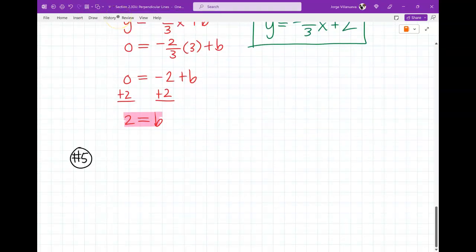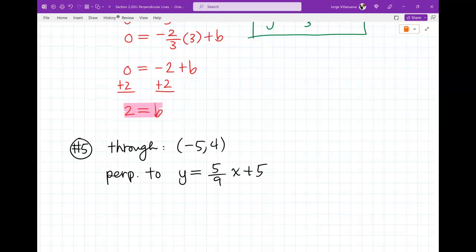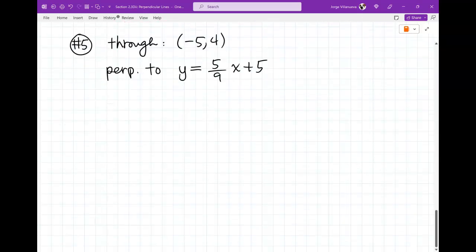So let's see, number 5. Let's go with one that looks a little bit more challenging. Okay, here we go. Through this point, the point is negative 5 comma 4, and perpendicular to y equal to 5/9 x plus 5. So it goes through that point, perpendicular through that line. So it's going to go perpendicular to that line through that point.